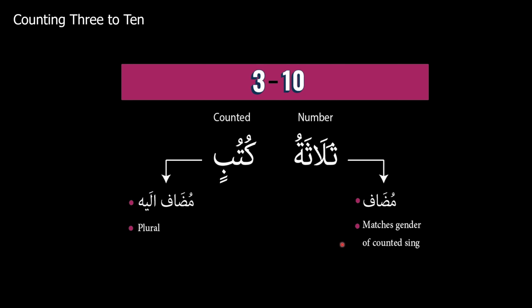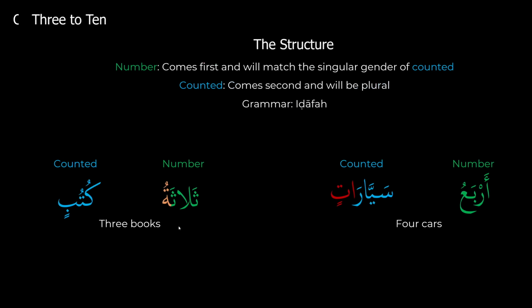Now let's take a look at counting 3 to 10. So for 3 to 10, the number comes first and then the counted comes second. And the grammar is going to be mudaf mudaf ilay. So the number is going to be the mudaf, and what's being counted is going to be the mudaf ilay. And the number will match in gender of the counted, and then the counted is also going to be in the plural form. So now let's take a look at some examples.